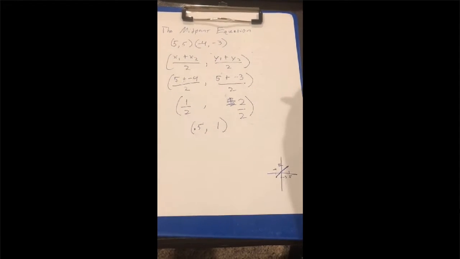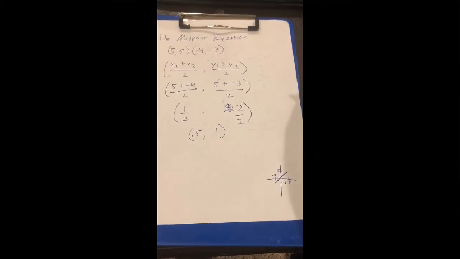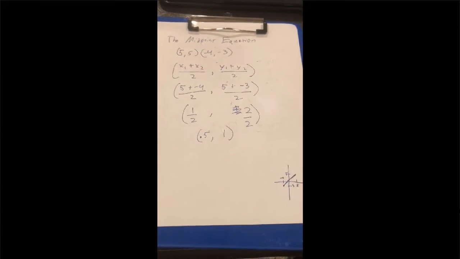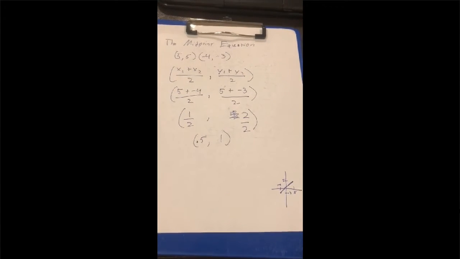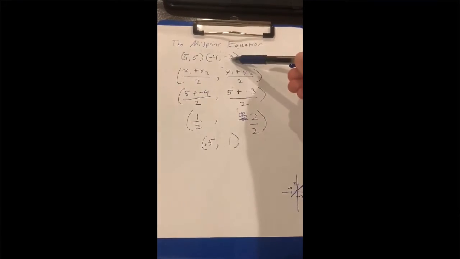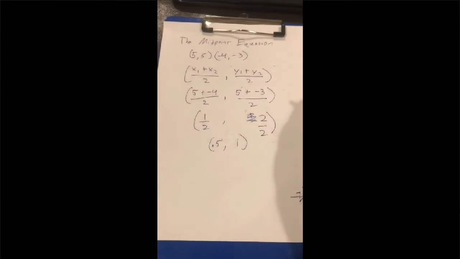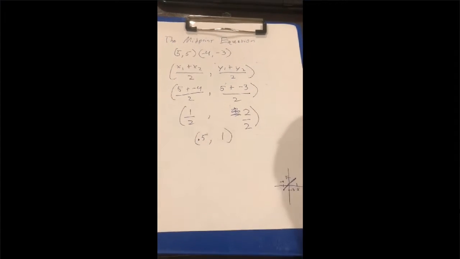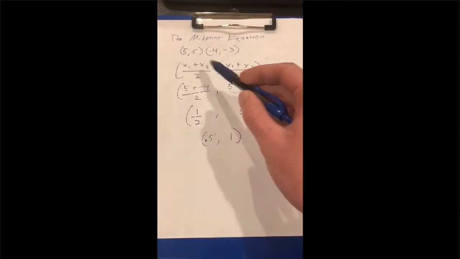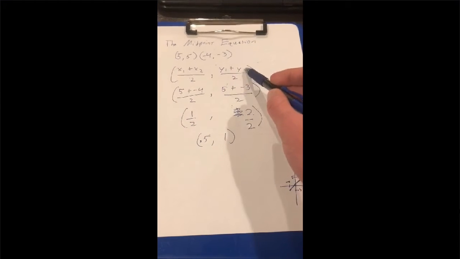Essentially, the midpoint equation is finding the midpoint between two other points on a graph. The two points that we're going to be using today are (5, 5) and (-4, -3). These are the same points that we used in the distance formula. The midpoint equation itself is x1 plus x2 divided by 2, and y1 plus y2 divided by 2.